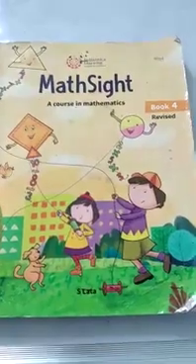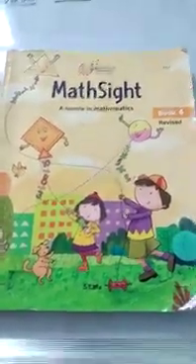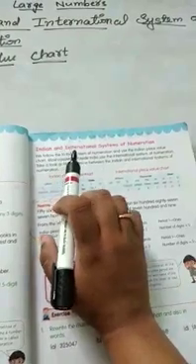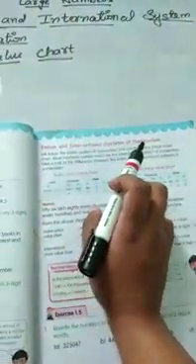I am taking math in grade 4. In the previous class we completed exercise 1.4. Now today I am going to start a fresh topic: Indian and international systems of numeration.